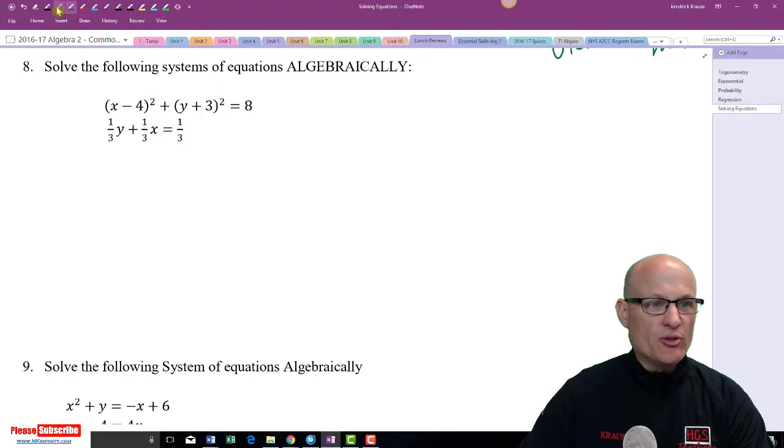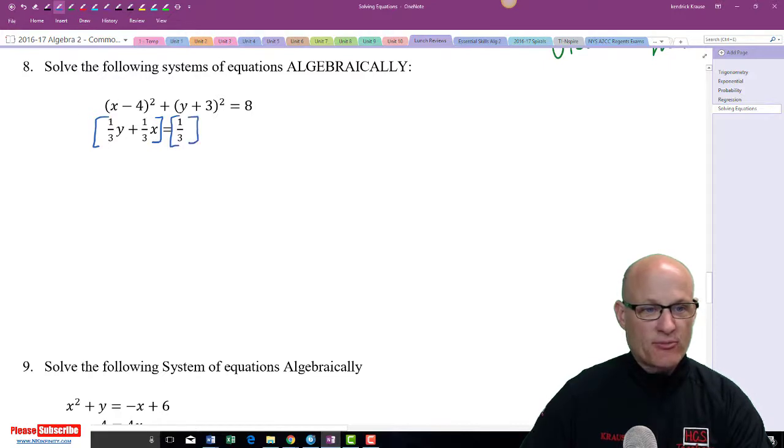So what I'm going to do is, to get rid of a 1/3, since they're all 1/3, which is kind of nice, I'm going to multiply both sides by 3. Now, on the left side, I've got to distribute it. On the right side, it's just 3. So on this side, 1/3 times 3 is just 1. So I end up with y plus 1/3 times 3 is x equals, and 1/3 times 3 is just 1. So that's what I end up with.